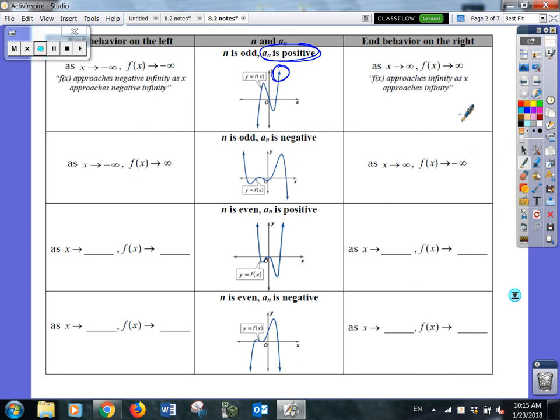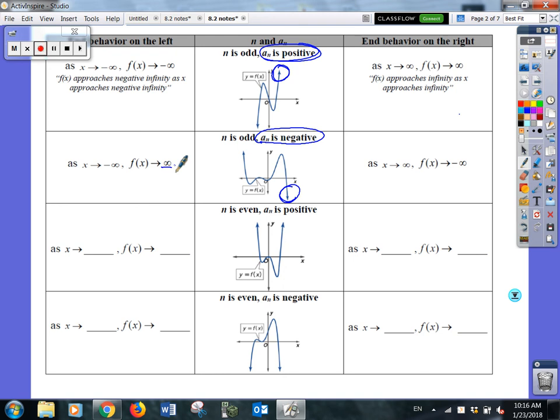The next one, if all that's changed now, it's still odd, so notice the arrows are still opposite, but now the leading coefficient is negative. That means our right arrow is going down. Positive, our right arrow is going up. Negative, it's going down. So what changes over here, as x goes to the left, the function, or y, is going up. So that's where our positive infinity comes from right there.